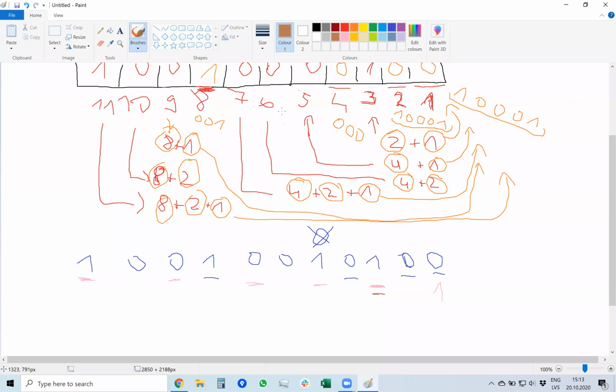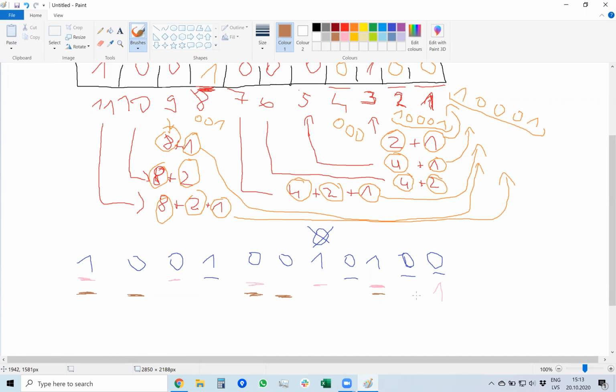2 is also inside bit 6, in bit 7, and also in bit 10 and bit 11.